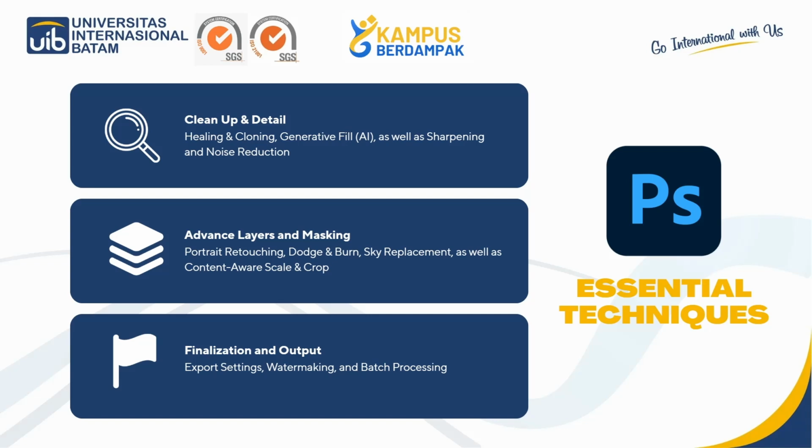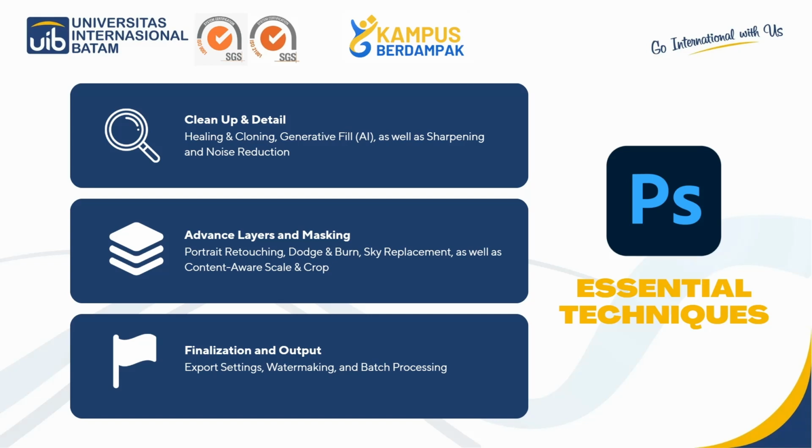The second is generative fill, or AI, which is using AI to add or remove elements naturally. The third is sharpening and noise reduction. This is to make the photo stay sharp and without a lot of digital noise. Next is advanced layers and masking. First, we have portrait retouching. This is using the frequency separation technique for much smoother but still textured skin. Next is dodge and burn. This is manually brightening or darkening areas in order to create depth in a face or even a landscape.